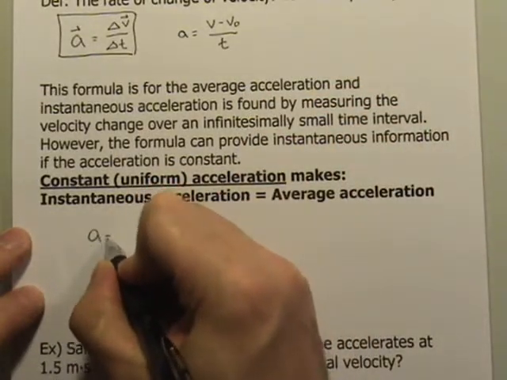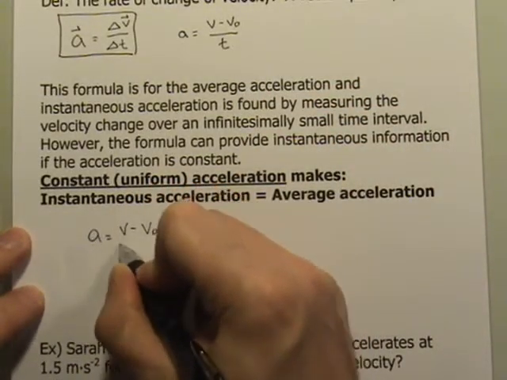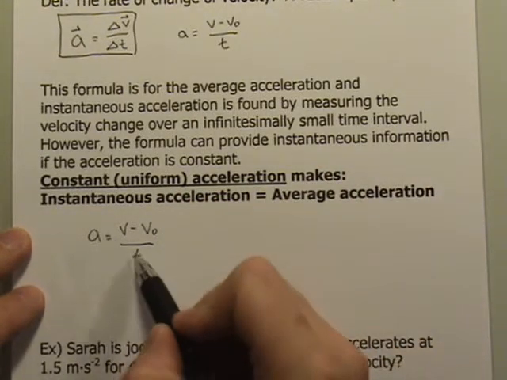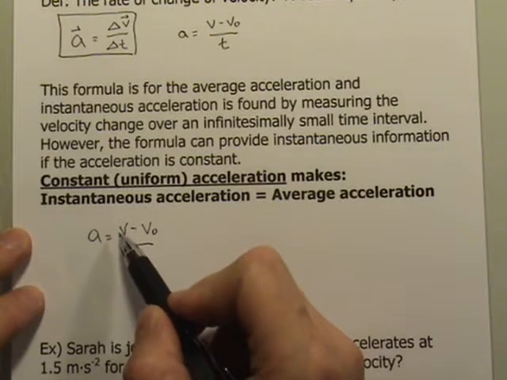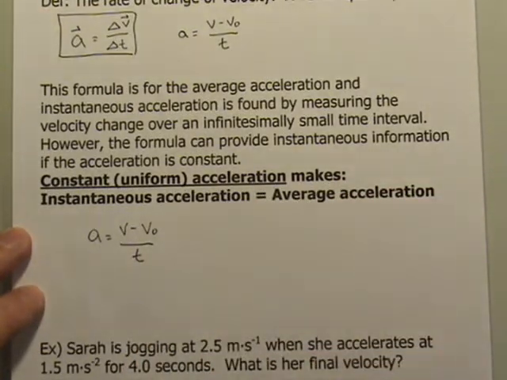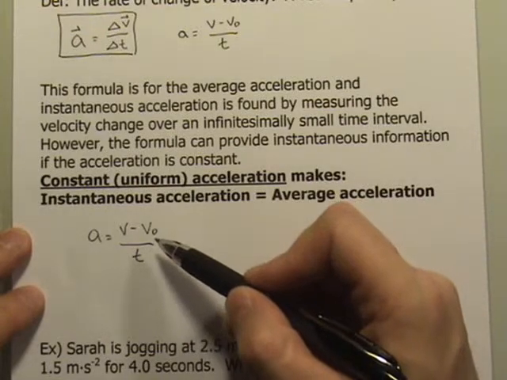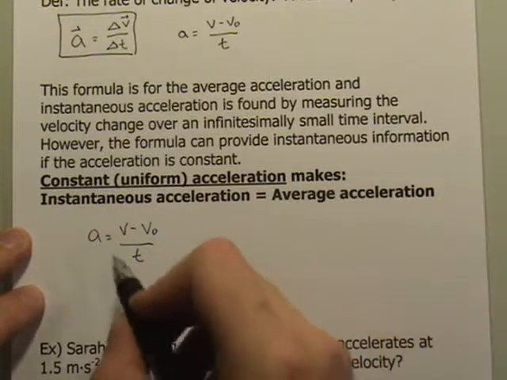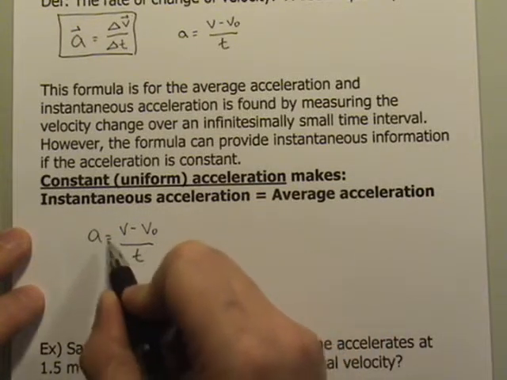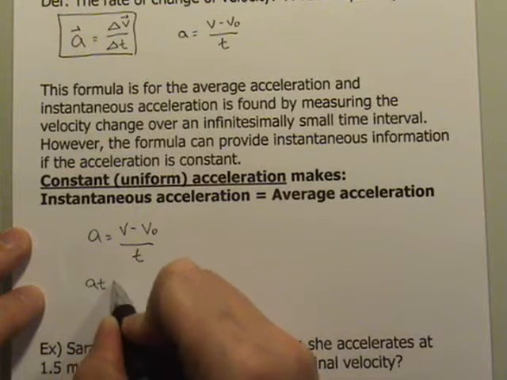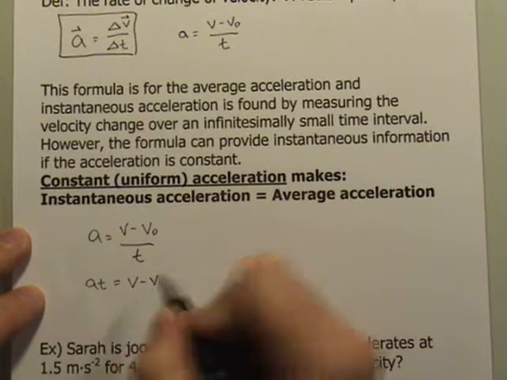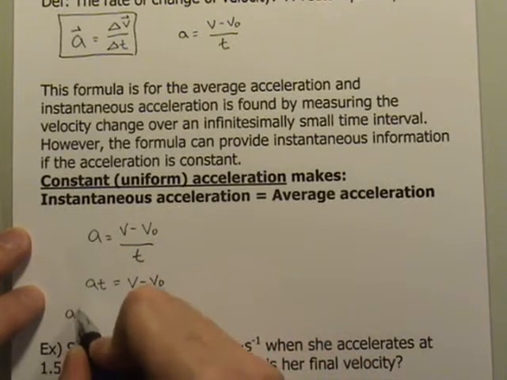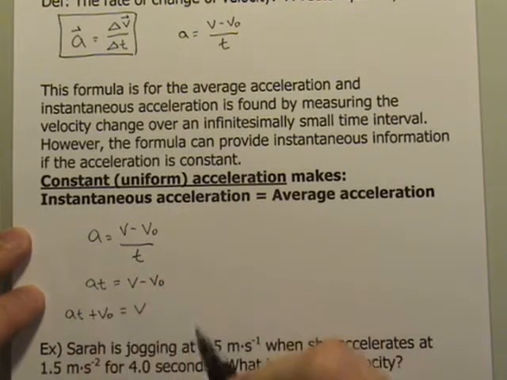So we'll start with a equals v minus v naught over t, and what I want to do is to solve for v, the final velocity. Oftentimes during accelerated motion we would like to know, based on the initial velocity and the time in the acceleration, what will be our velocity at the end of the motion. So let me just make a couple of steps. I'm going to multiply by t to give me at is equal to v minus v naught. I'll add the v naught to the other side to get at plus v naught.